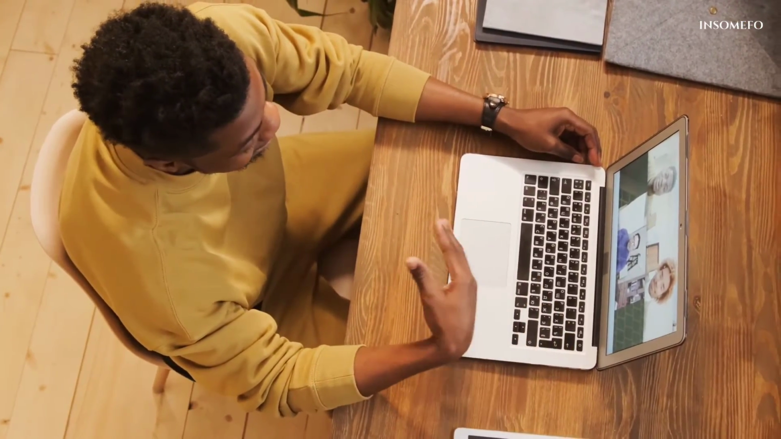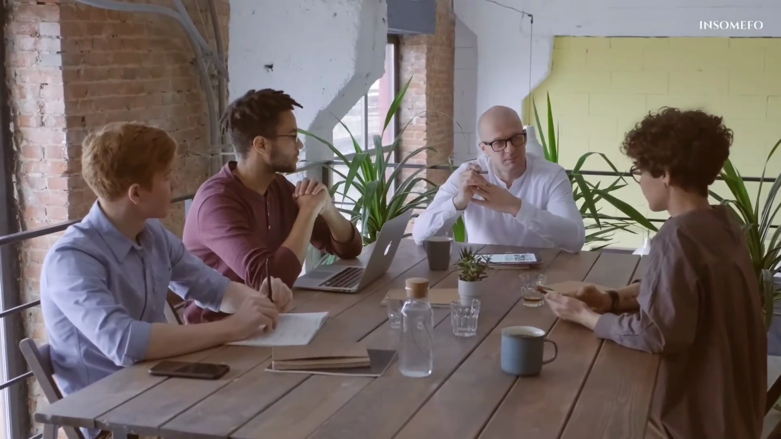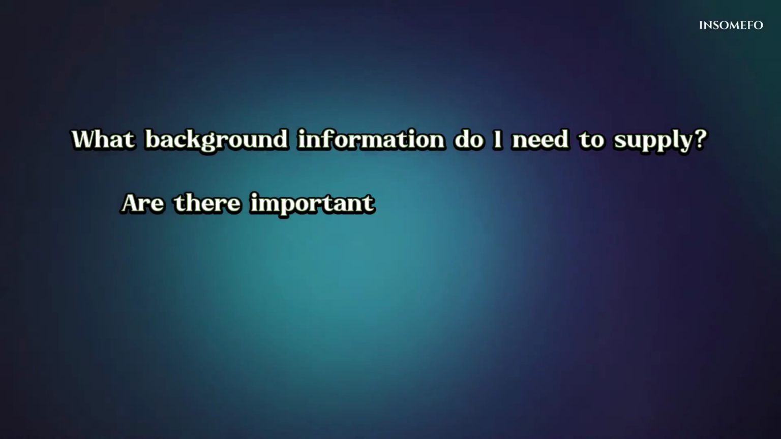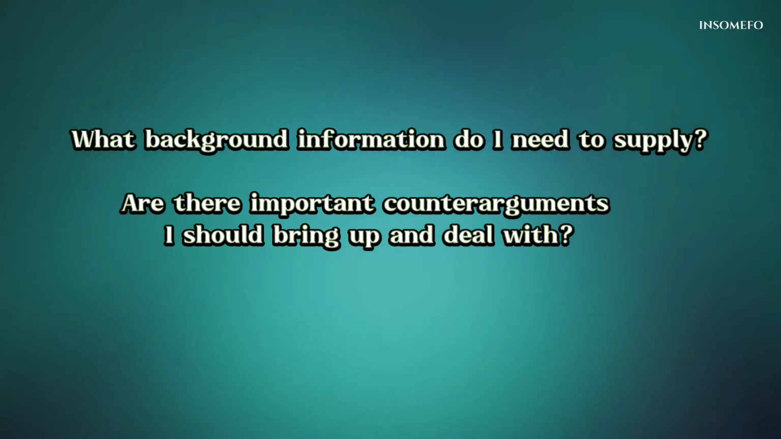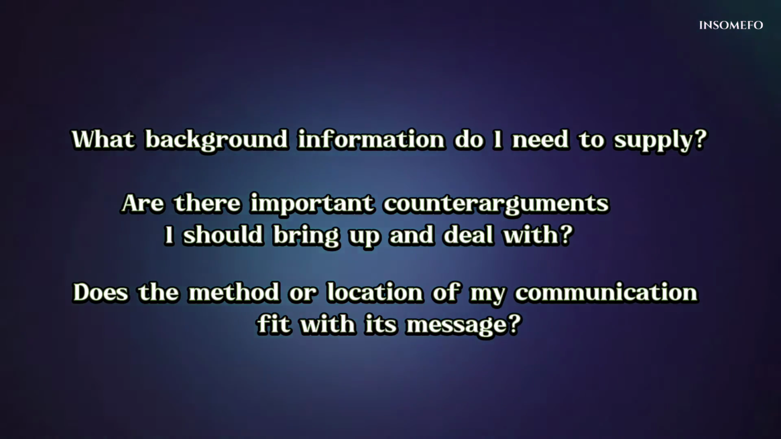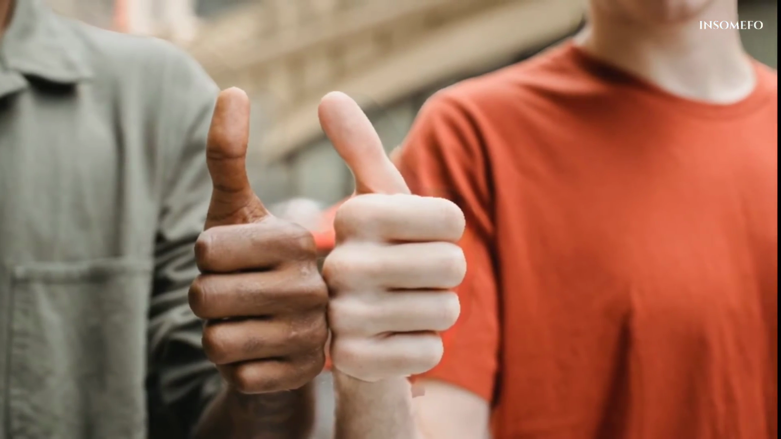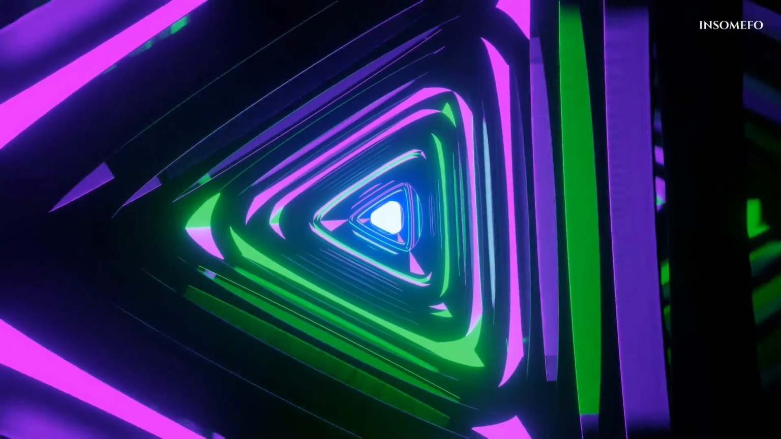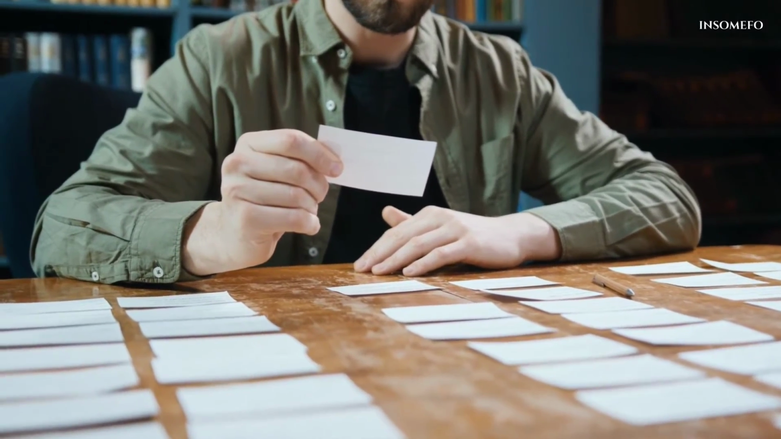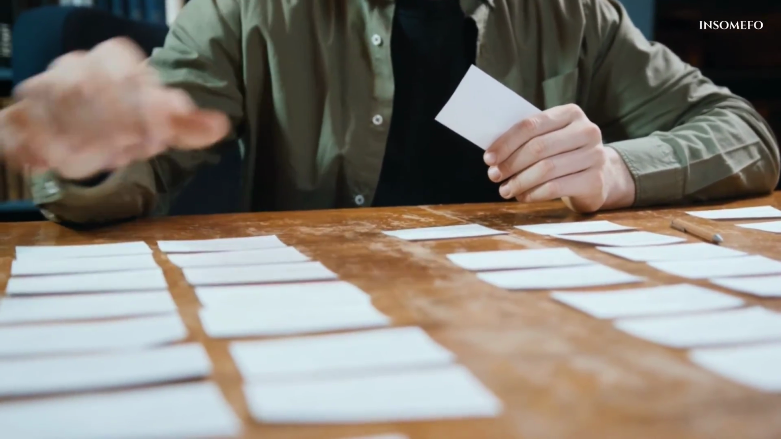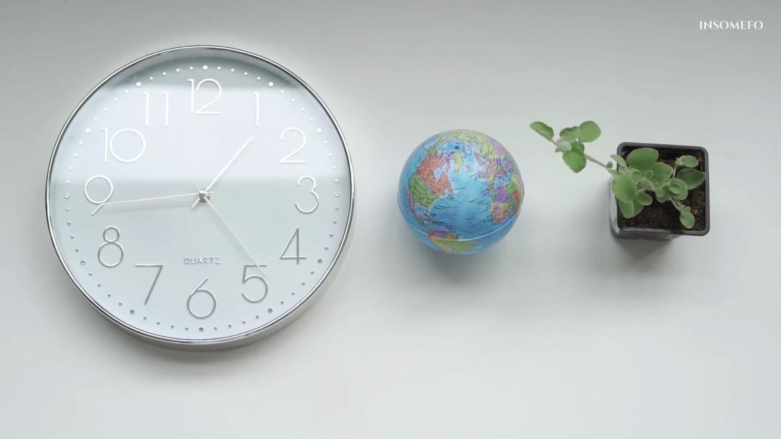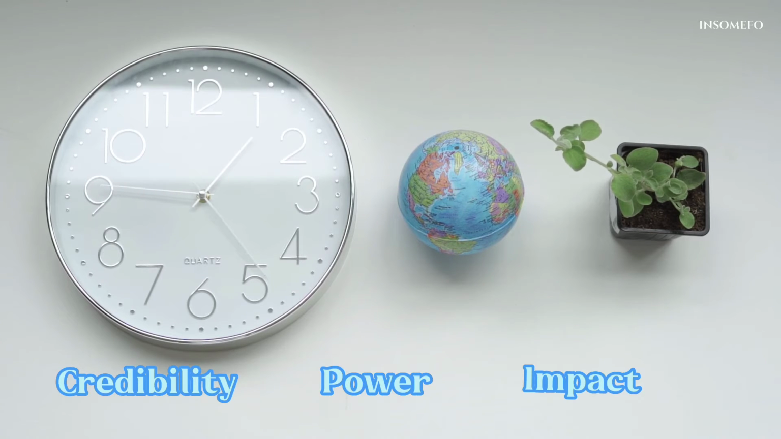What is the best way to communicate the message? Presentation, email, blog. Take into account what events surround the communication. What background information do I need to supply? Are there important counter-arguments I should bring up and deal with? Does the method or location of my communication fit with its message? When you take into consideration the three corners of the rhetorical triangle, you're better able to position your points in a way that your listener can understand and get on board with. By taking time to understand the art of rhetoric, you'll give your communications more credibility, power, and impact.